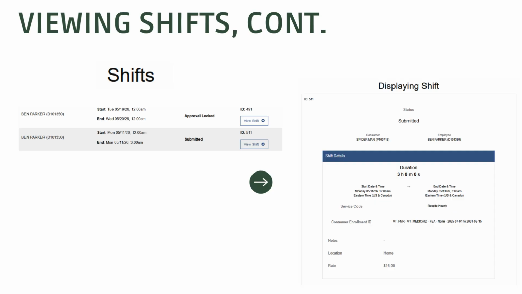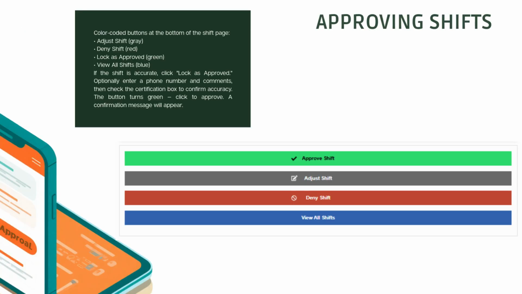Once the shift has been opened, you will see detailed information about the shift, including the consumer and employee associated with the shift, the length of the shift, and the service code. Below the shift's detail, there is a table that tracks the status of the shift over time. At the bottom of the View Shift screen, a series of color-coded buttons are shown, which could include Adjust Shift in gray, Deny Shift in red, Approve Shift in green, and View All Shifts in blue. If the shift is correct, click the Approve Shift button.